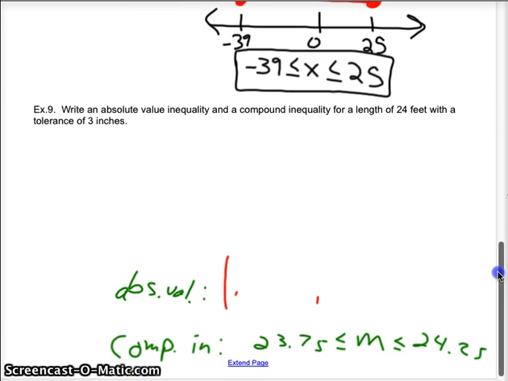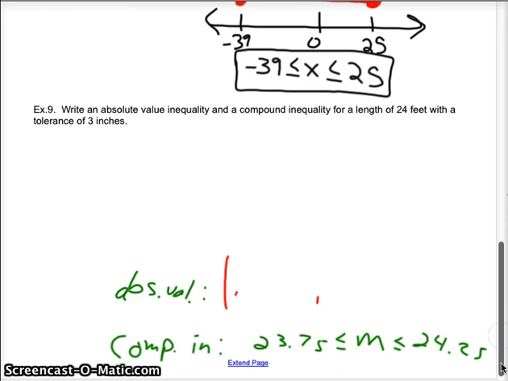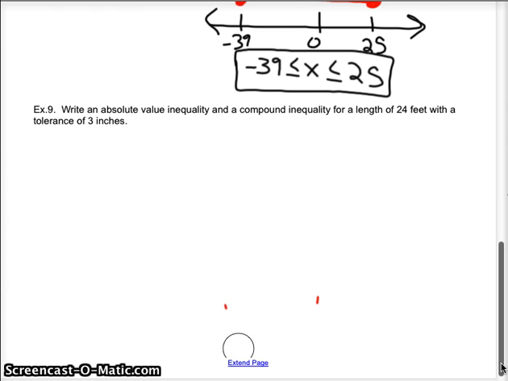And finally, our last example. So for our last example, we're talking about our tolerance problem. So write an absolute value inequality and a compound inequality for the length of 24 feet with a tolerance of 3 inches. So when it gives you that 24 and tolerance of 3, what it's telling you is 24 is that middle. And the tolerance is how much can it vary? It can vary within 3.